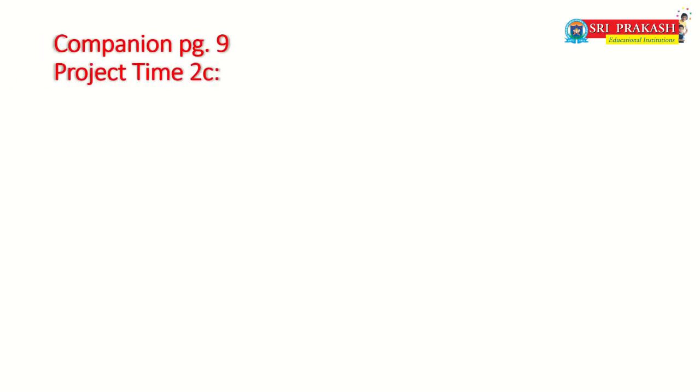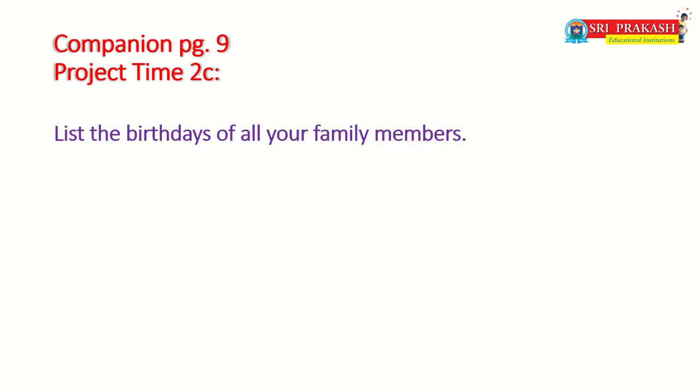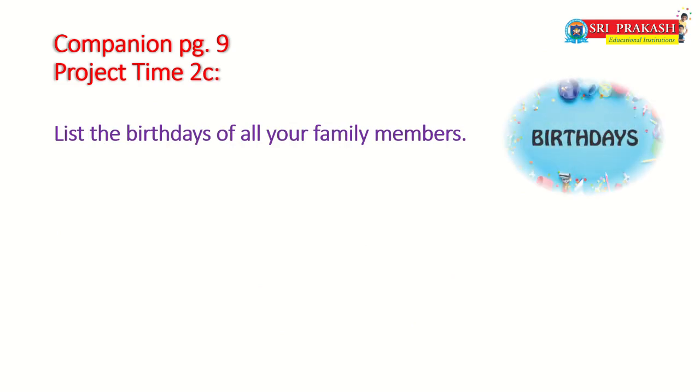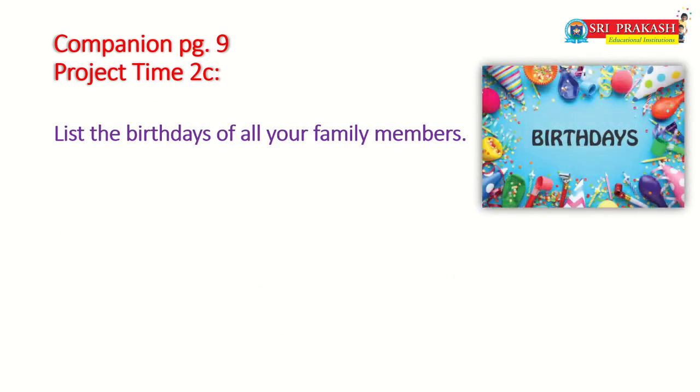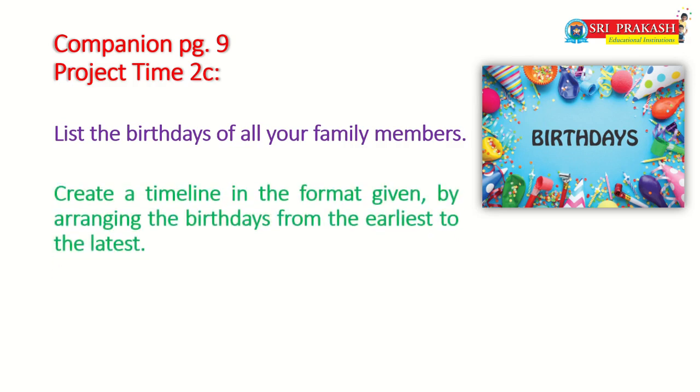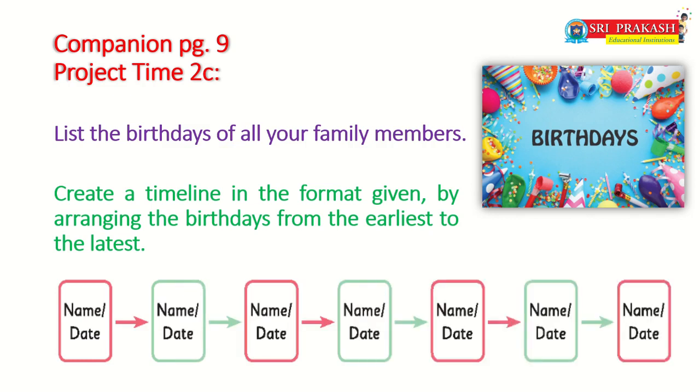Next we have a very interesting activity, Project Time in Companion. List the birthdays of all your family members. Family members include your father, mother, brother, sister, uncle, aunt, grandfather, grandmother, whoever you know. Collect all their dates of birth and create a timeline in the format given by arranging the birthdays from the earliest to the latest.